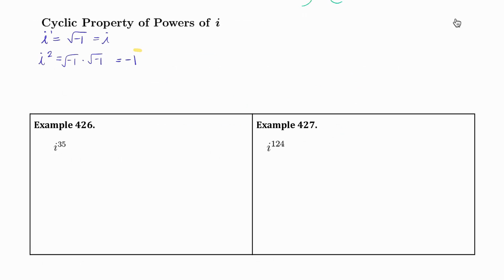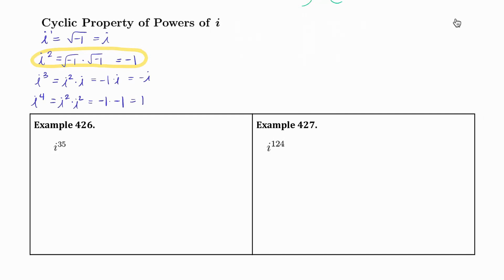And for what we're going to do today, this is probably the most important one that you'll need, so I'm just going to highlight that there. i cubed, i to the third power, means i squared times i. We just said i squared is negative 1. Negative 1 times i is negative i. And then the last one, i to the fourth, means i squared times i squared, so negative 1 times negative 1, which is positive 1.